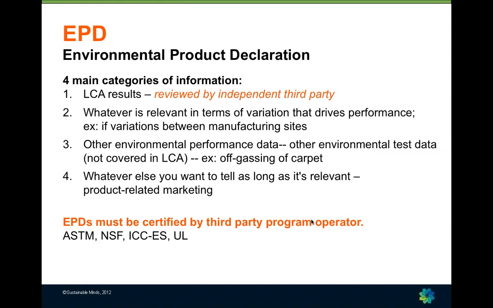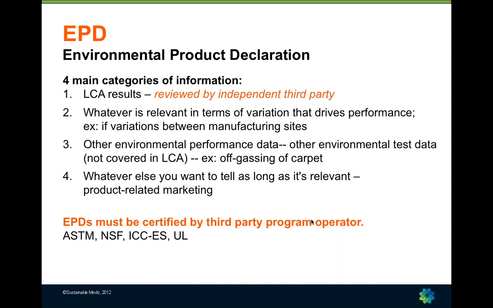So these are a couple of the slides from the presentation that we've used since then, where we explained what is an EPD, and that ISO 14025 describes the requirements for Type 3 environmental declarations. It describes that there are 4 main categories of content that get included in an EPD. There are LCA results, additional information to explain any variability that would drive performance, any other environmental performance data that isn't covered in the LCA that's important or relevant to report on environmental performance.